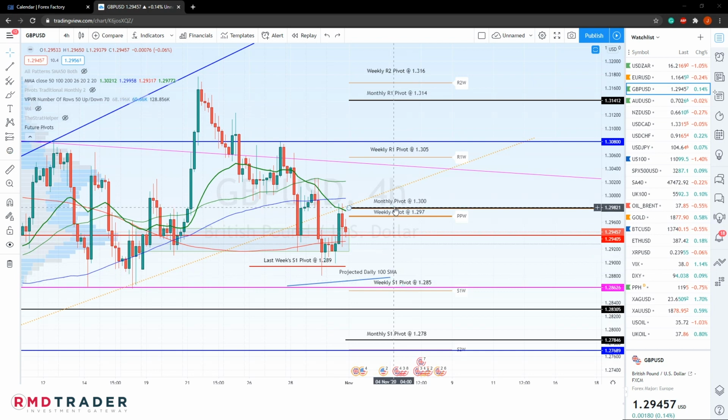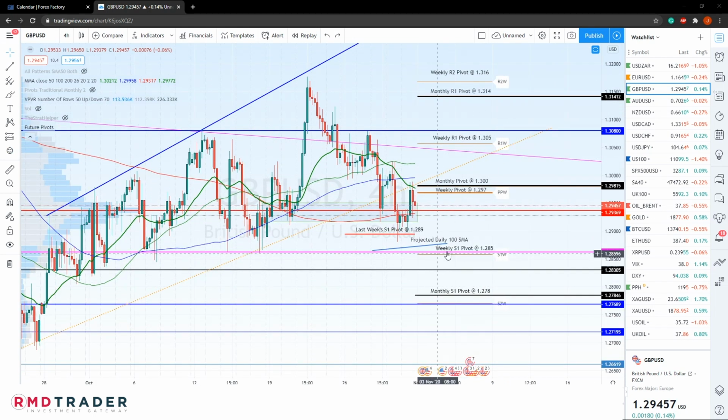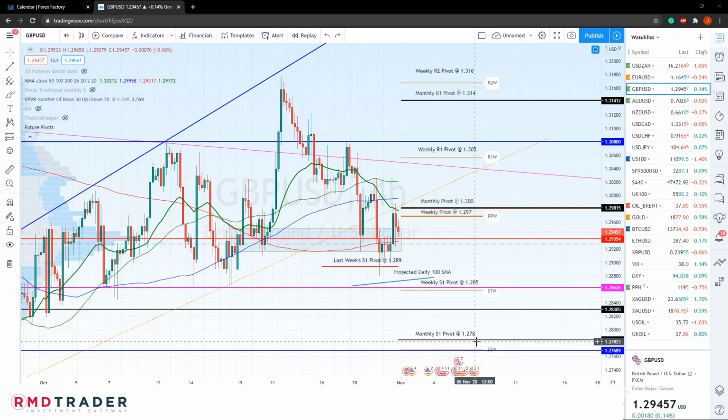Of course, should price manage to break above the monthly pivot at 1.3, the areas of resistance would be the weekly R1 pivot at 1.305, and that means that it's also probably then broken above this overhead diagonal, and that could take price as high as the monthly R1 pivot at 1.314. Also, worth noting is that any rejection below the daily 100 SMA will probably see price continue to sell off towards this stronger area of support near the monthly S1 pivot at 1.278.